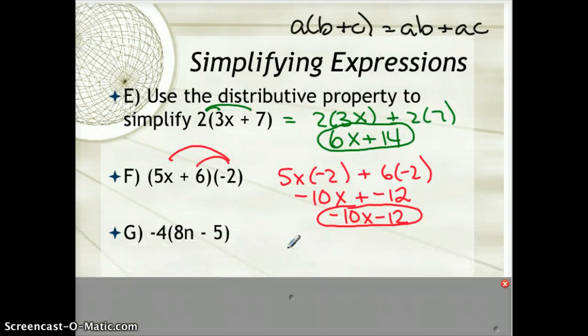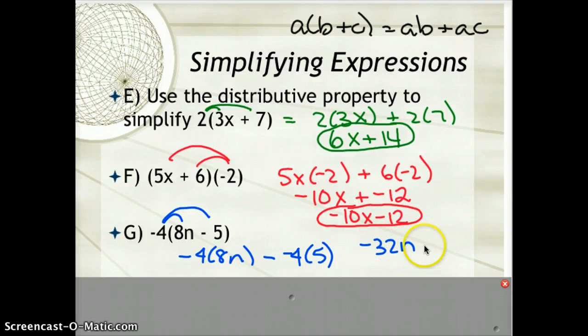Okay, if we see this one, negative 4 times the quantity 8n minus 5, it looks similar here. So I'm going to do negative 4 times 8n, but this time I have a minus in the middle, so it's going to be minus negative 4 times 5. Okay, so then I'm going to have negative 32n minus negative 20. And again, because I have a minus and negative, it's fewer symbols if you just write that as plus a positive. So negative 32n plus 20 is a great final answer there.